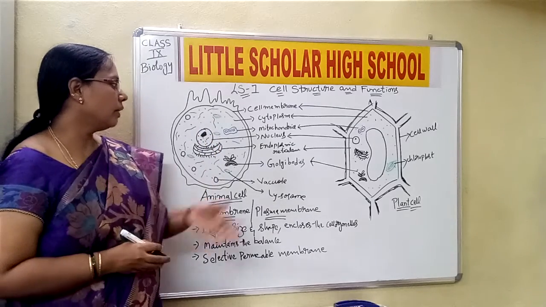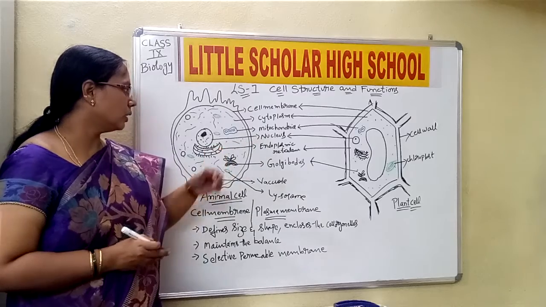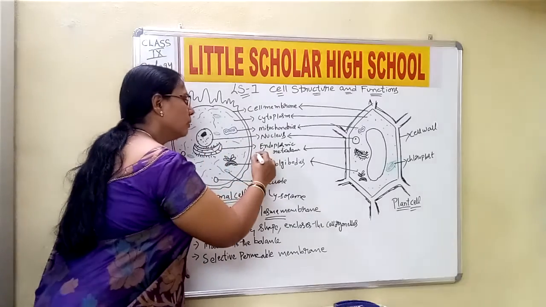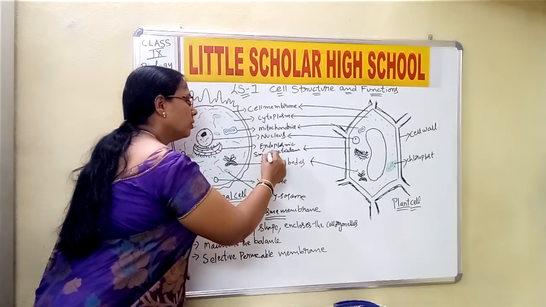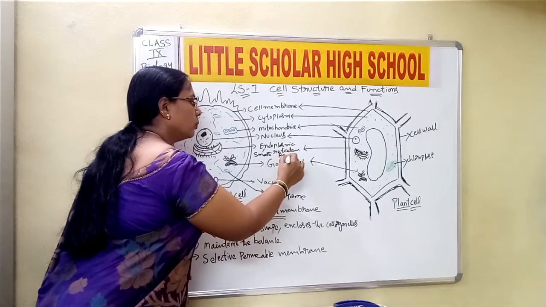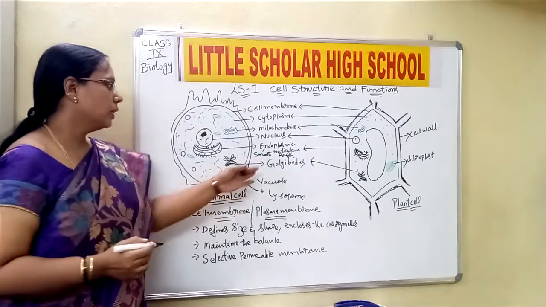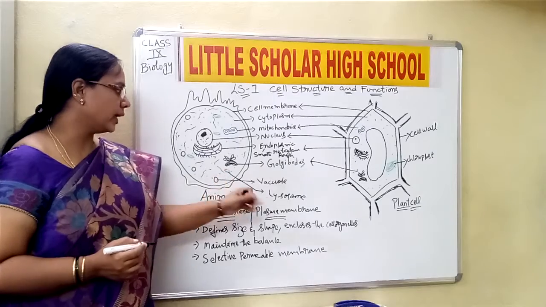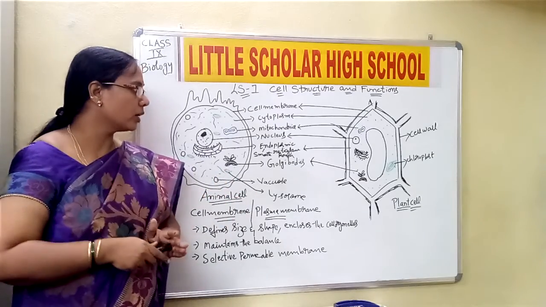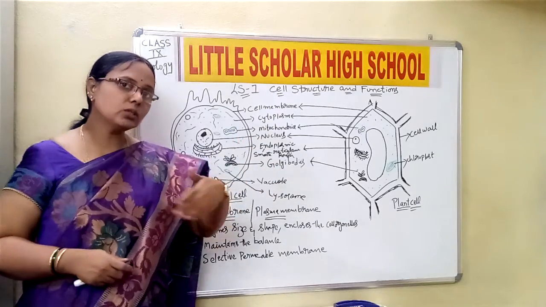Okay. Then we have endoplasmic reticulum, and in that again here we have smooth endoplasmic reticulum and rough endoplasmic reticulum, and Golgi bodies, vacuole and lysosomes. In detail, we will talk about all these cell organelles one by one.